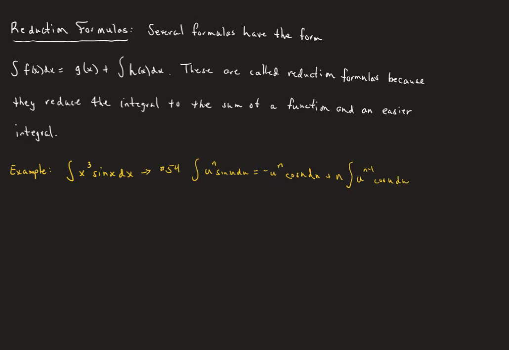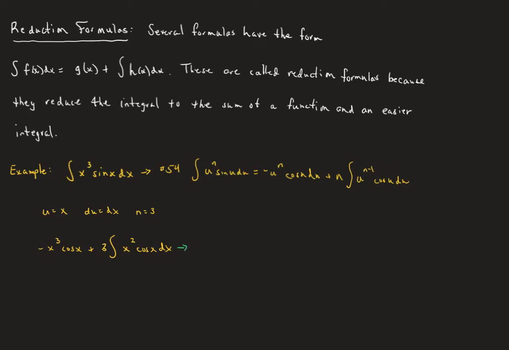You may recognize this as coming from integration by parts. So in our scheme here, u is going to be x. That makes du equal to dx, and our n is going to be 3. So the first time we do this, we are going to get negative x to the third cosine of x plus 3, our n, times the integral of x squared cosine x dx.